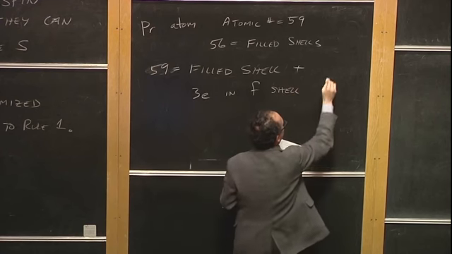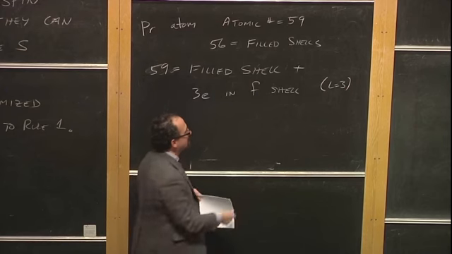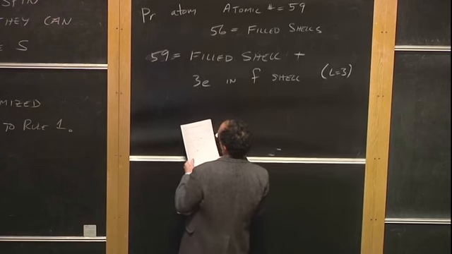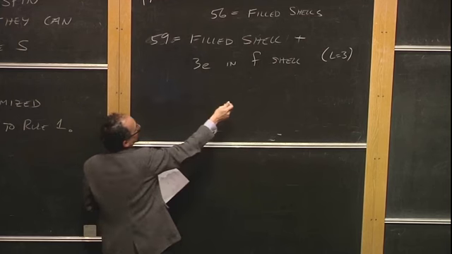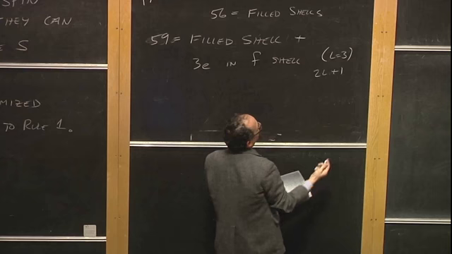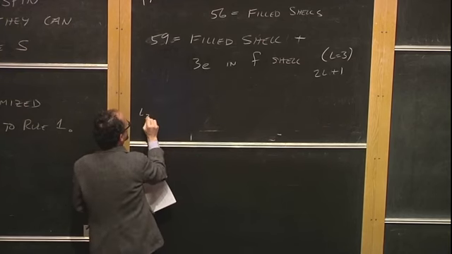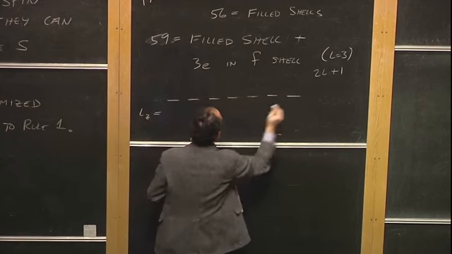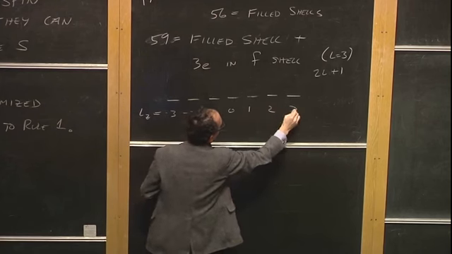F is L equals 3. Remember s, p, d, f, g. So f is 0, 1, 2, 3. F is L equals 3. So we can write out all the orbitals. For f, L equals 3, there's 2L plus 1 orbitals going from Lz equals minus 3 to plus 3. So let's write them all out. So Lz equals minus 3, minus 2, minus 1, 0, 1, 2, 3.